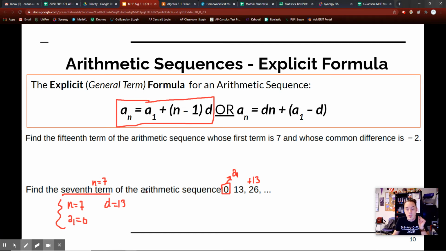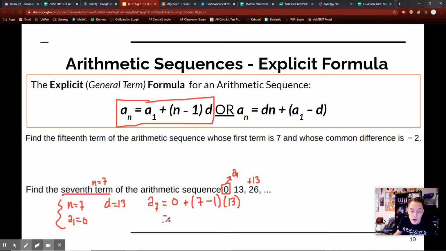Now, let's go to my formula. What's my n? I want to find a sub 7. A sub 7 equals my first term right here, which we found would be 0. Oh, that's glorious. Look at that. Plus, because my formula says plus, my parentheses. What's my n? We said 7. Minus, because the equation has minus, 1, and then parentheses. What is my common difference? I'm glad you asked. Times 13. Now, I usually put this common difference in parentheses here, just in case I have a negative with the common difference, you don't have to, but I usually do.